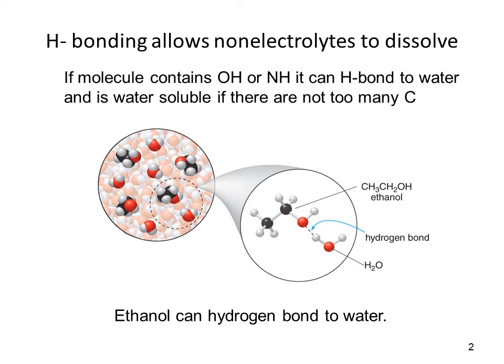Now, if you remember earlier, I said if there are no more than 3 carbons to an oxygen or 3 carbons to a nitrogen, it will dissolve in water. That's because there has to be enough hydrogen bonding going on to pull the rest of the molecule up in water. If there are too many carbons there, that amount of hydrogen bonding won't pull the rest of the molecule up into the water.